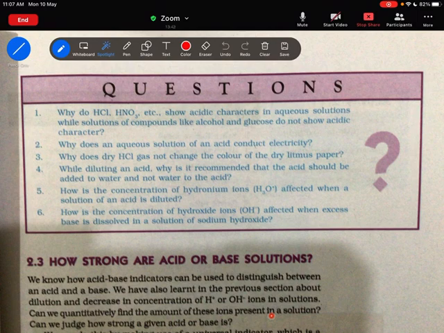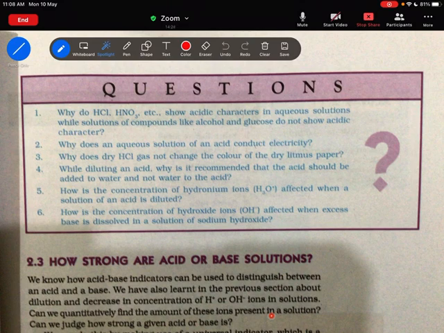You dip this universal indicator paper, we call it pH paper, in the given solution, check the color, and match that color with the standard colors given in the palette. You can then say whether the substance is highly acidic, less acidic, less basic or more basic. That depends upon the number of H+ ions.